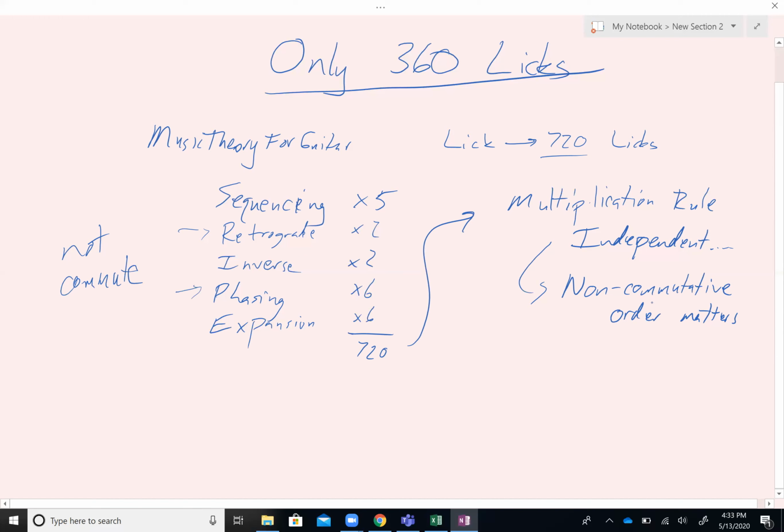But there's one other issue that can also happen besides being non-commutative. Well, I take that back. This only happens if it's non-commutative. But if it's non-commutative, there could be some sequence of these that actually doesn't do anything. You get redundancies. And that actually does happen. So because of this, instead of 720 licks, we're actually only going to get 360 licks in this particular case.